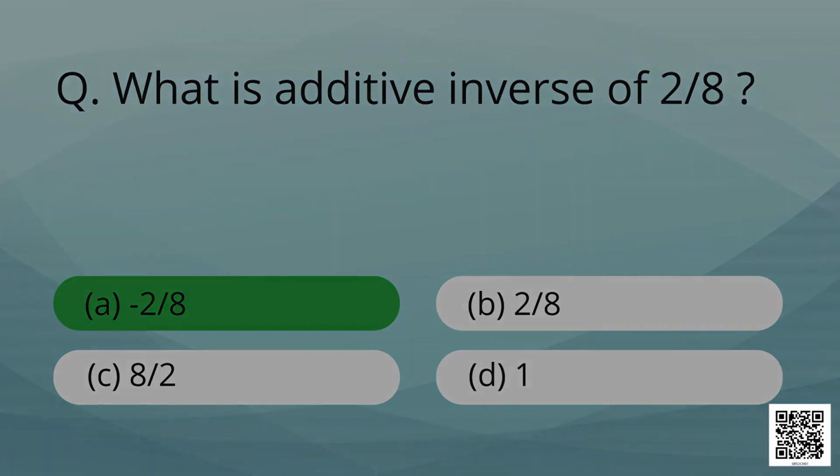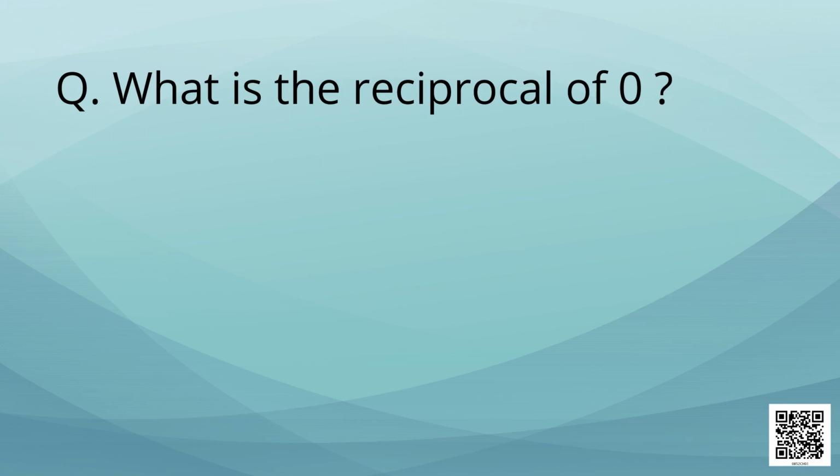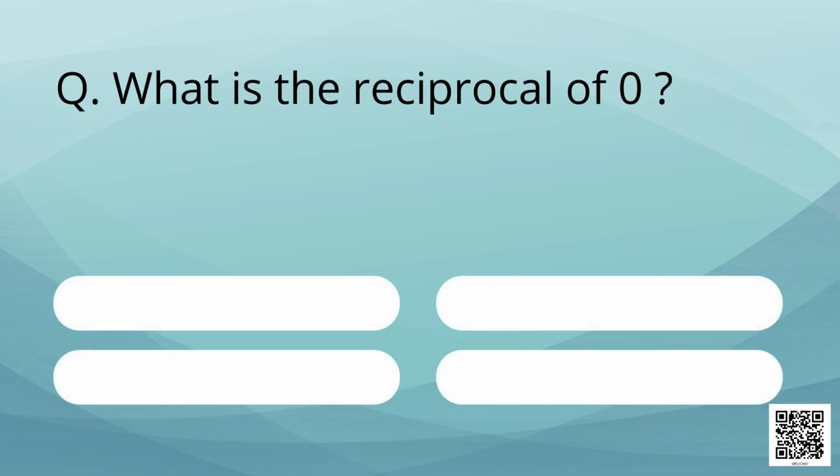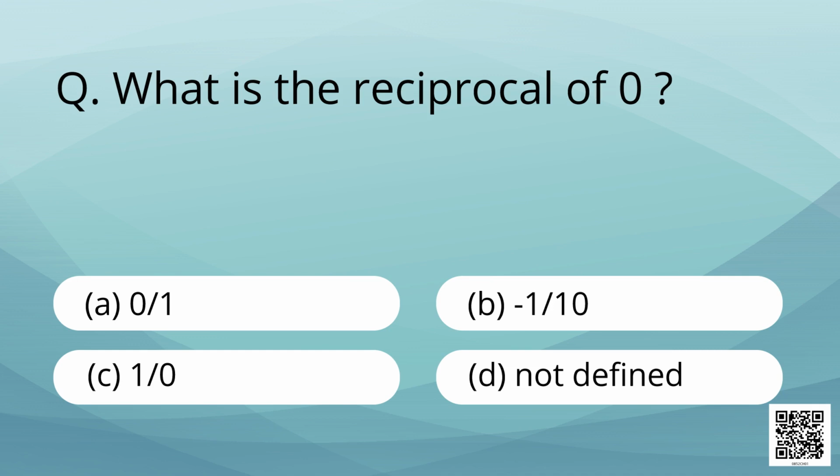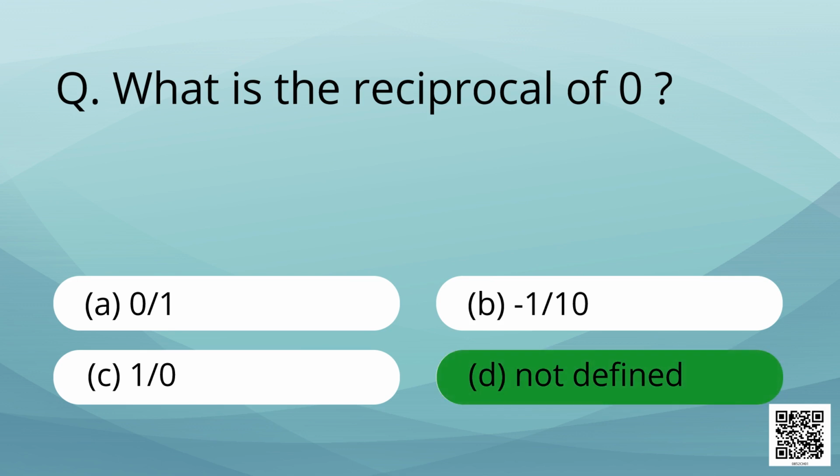Question 5. What is the reciprocal of 0? You have 4 options. A. 0/1, B. -1/10, C. 1/0 and D. Not defined. So can you tell me what is the reciprocal of 0? Yes, it is not defined.